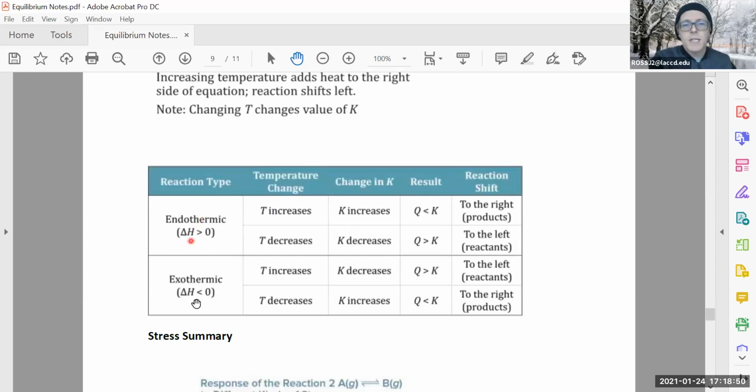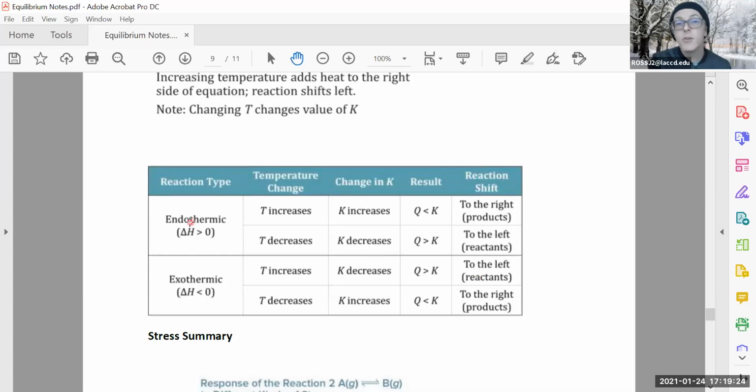If you have an exothermic, so let's look at exothermic first, because I've just mentioned exothermic. If you have an exothermic reaction, then the products are hot. So an increase in the temperature will stress the product side out, so you'll shift left away from the products, because at that point Q is greater than K, so you will shift left. You will then reestablish a brand new equilibrium constant.